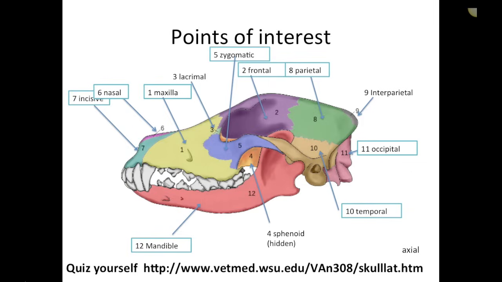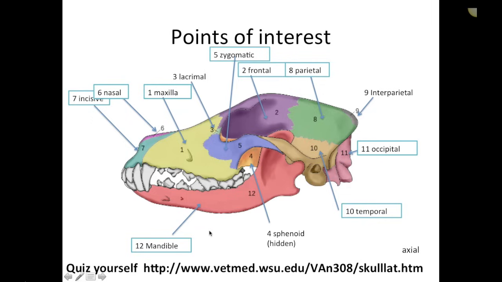Temporal bone assists with the formation of the zygomatic arch, and then we'll talk a little bit about this area of the temporal bone as well, called the tympanic bulla. Plural is tympanic bullae. We'll talk about that in just a minute.